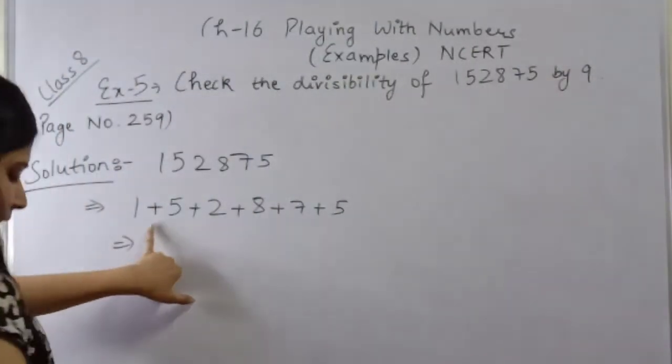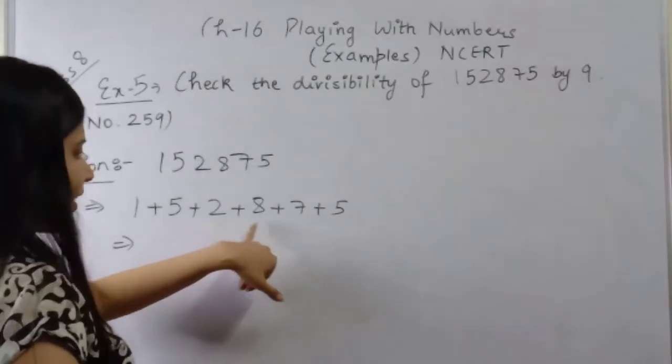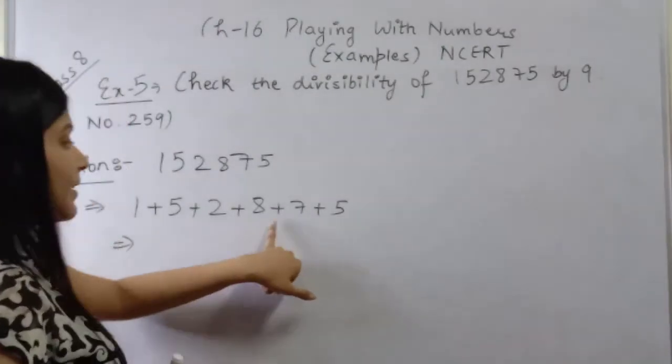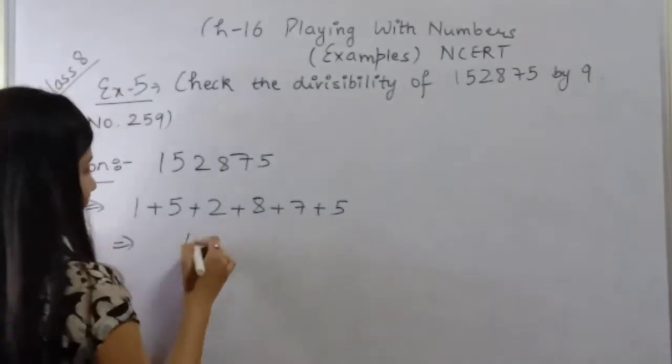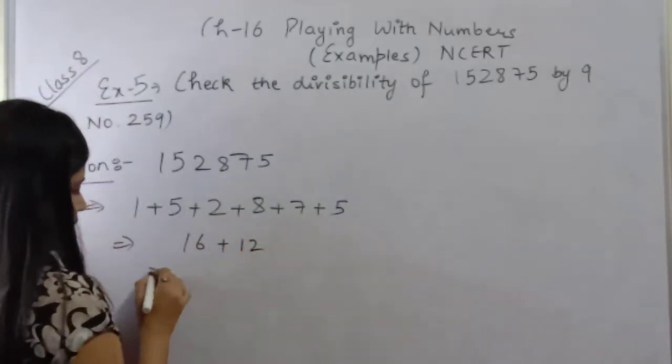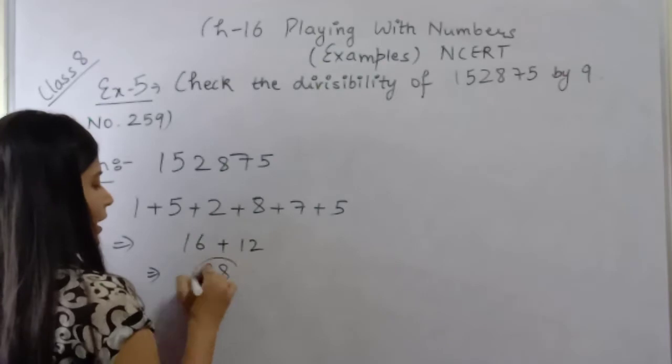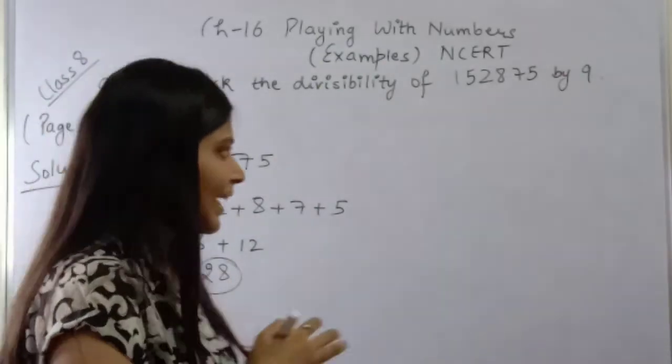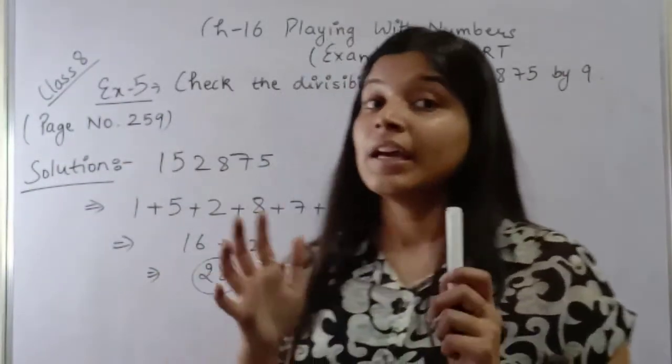So 5 plus 1 is 6. 6 plus 2 is 8. 8 plus 8 is 16. 16 and 7 plus 5 is 12. So we get 28. अब 28 9 की टेबल में नहीं आता.